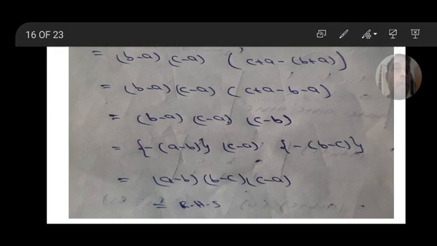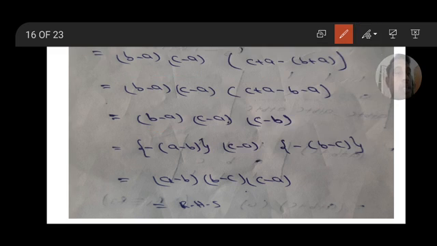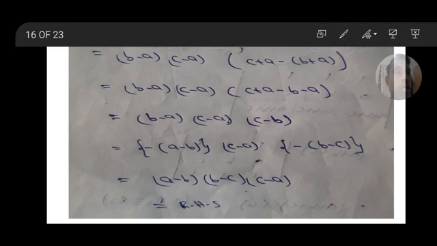That is b minus a into c minus a, 1 into c plus a means c plus a, minus 1 into b plus a, minus to multiply, b minus a, c minus a, c plus a minus b minus a. Plus a and minus a cancel, we get c minus b, b minus a, c minus a, c minus b. But what is the answer? Our answer is a minus b, b minus c, c minus a. So we have to convert this b minus a, c minus a, c minus b.